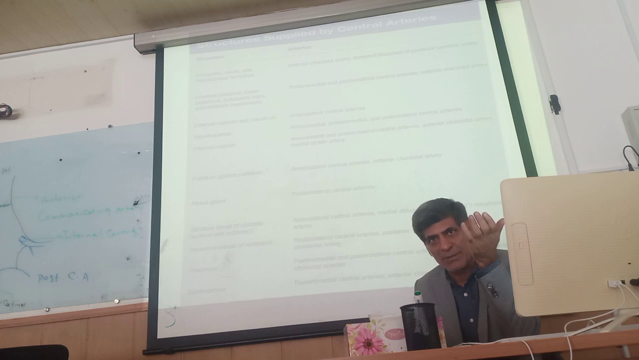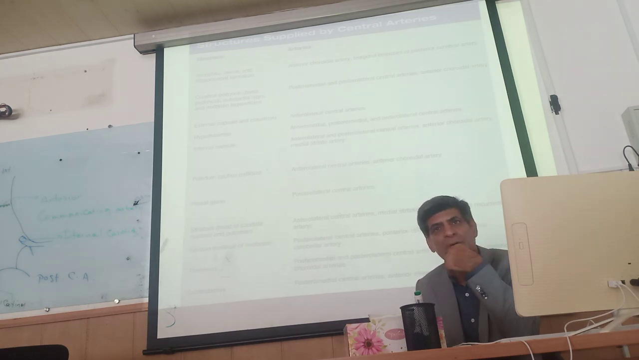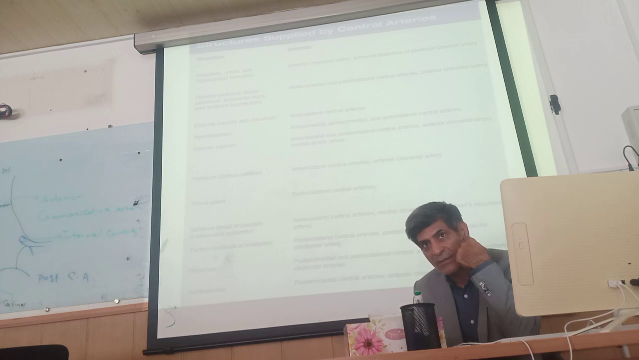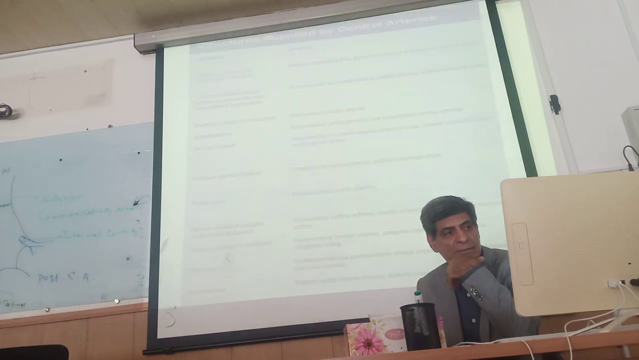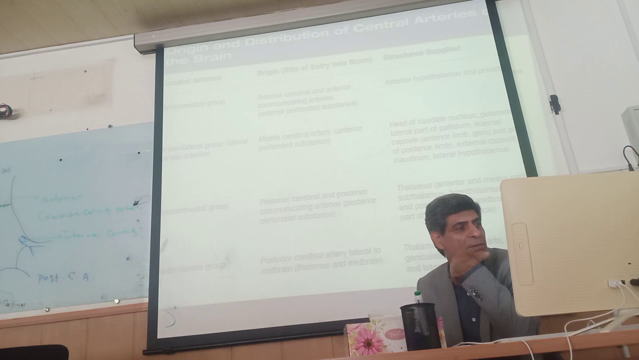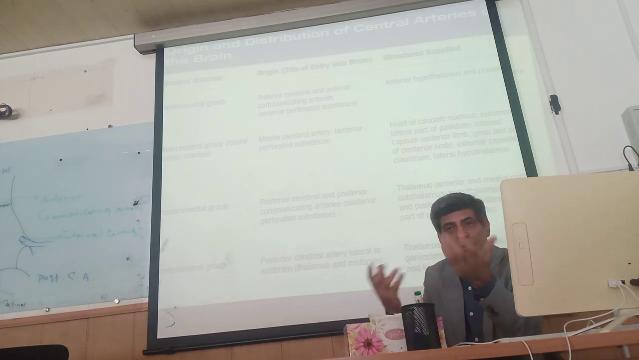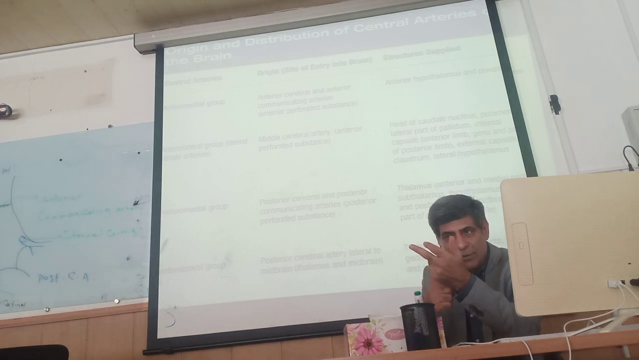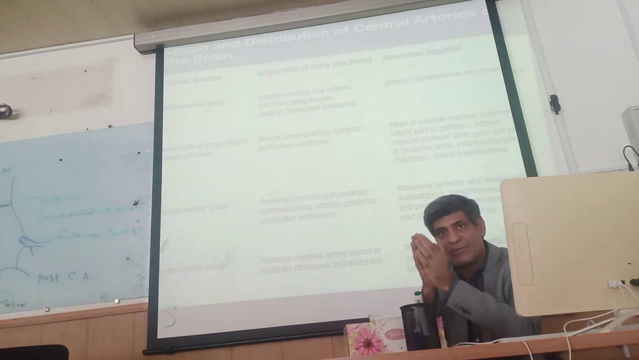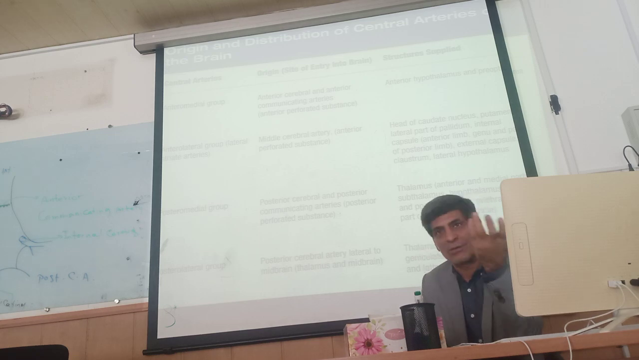artery of Heubner. Head of caudate nucleus. Here, middle. Last slide, sir. Previous slide. Yes, sir. Head of caudate nucleus, lateral striate artery. Anterolateral group. Heubner's artery is part of the anterolateral group, with the anterostriate, precallosal and callosomarginal. Which group? This group, anterolateral.